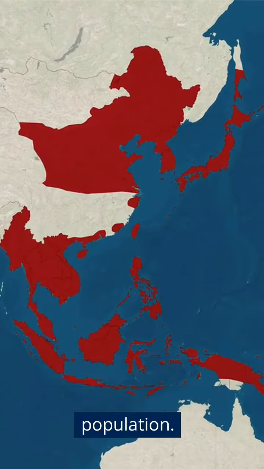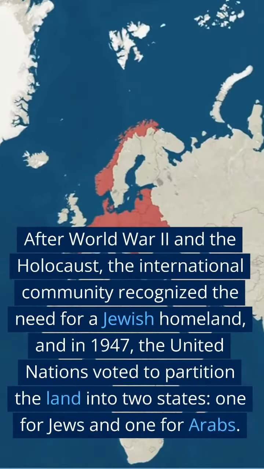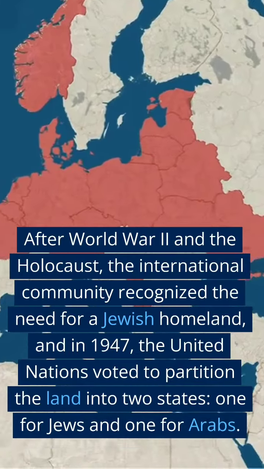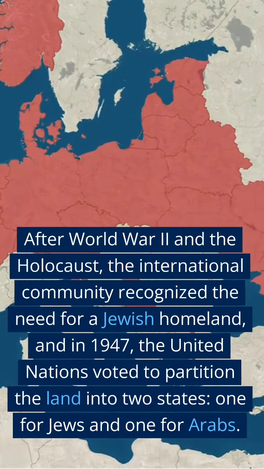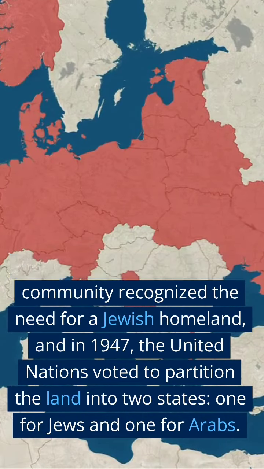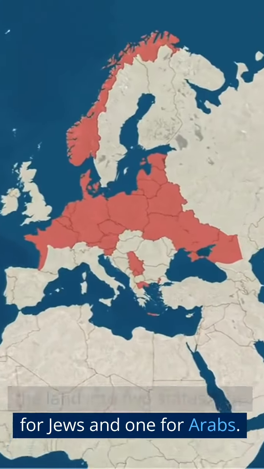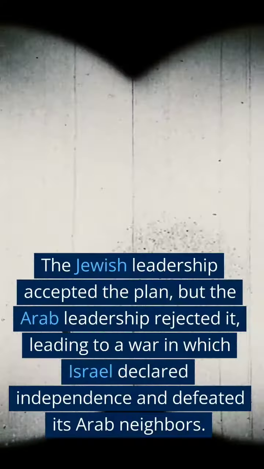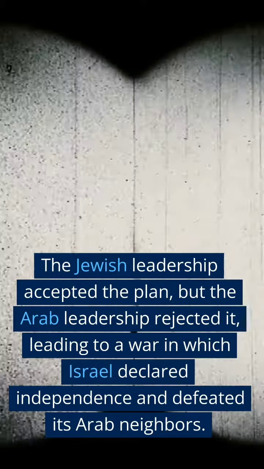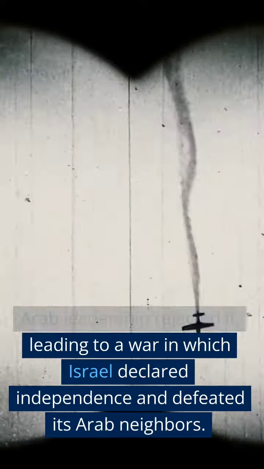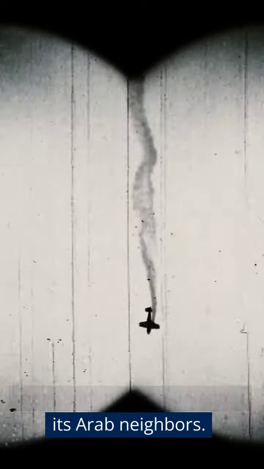with the Arab population. After World War II and the Holocaust, the international community recognized the need for a Jewish homeland, and in 1947, the United Nations voted to partition the land into two states, one for Jews and one for Arabs. The Jewish leadership accepted the plan, but the Arab leadership rejected it, leading to a war in which Israel declared independence and defeated its Arab neighbors.